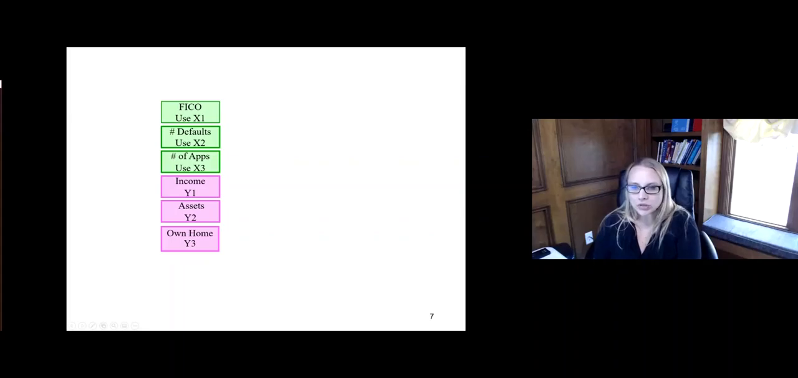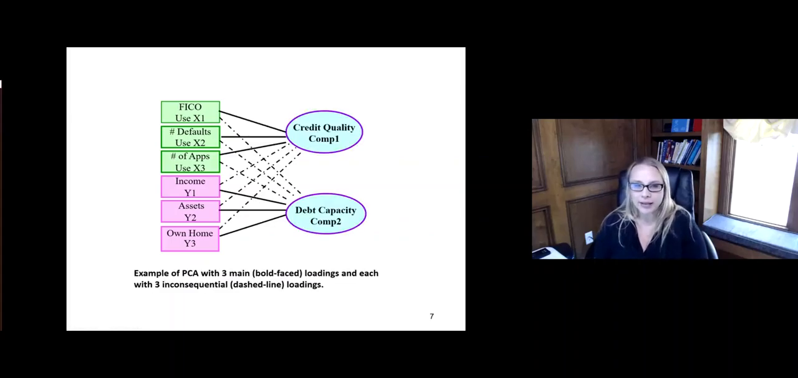The underlying construct that we can derive from these may be that the first 3 may be speaking to your credit quality. So our first principal component may be credit quality, which is really comprised primarily of the first 3 variables of FICO, number of defaults, and number of applications. But you also have weak links between these other variables of income, assets, and own a home, that are the dashed lines that we see here. The other principal component we may see here is debt capacity. So debt capacity may be based on income, assets, and whether or not they own a home.